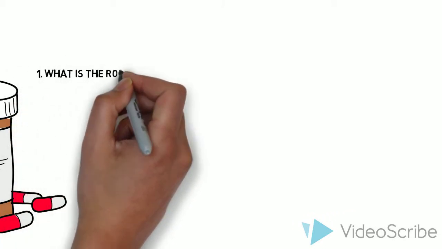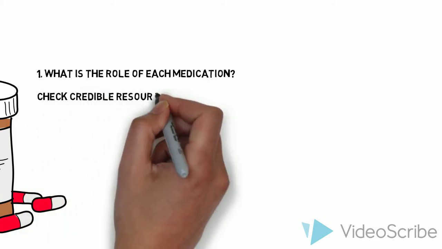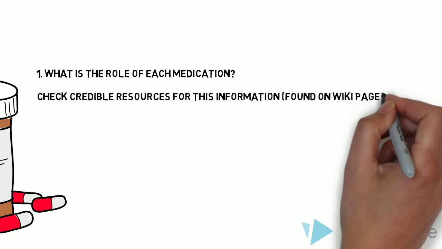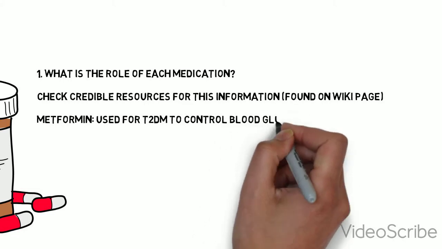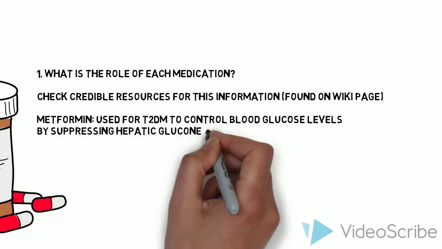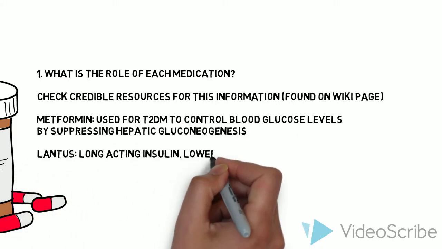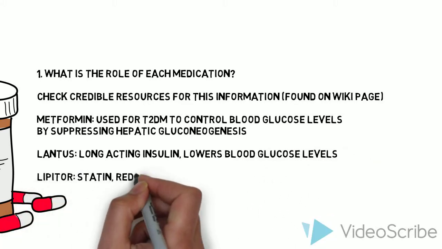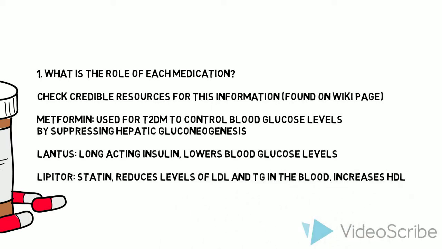What is the role of each medication? Make sure to use credible resources. These can be found on our Wikipedia page. Metformin is used for type 2 diabetes to control blood glucose levels by suppressing hepatic gluconeogenesis. Lantus is a long-acting form of insulin which lowers blood glucose levels. Lipitor is a statin which reduces levels of LDL and triglycerides in the blood while increasing HDL.